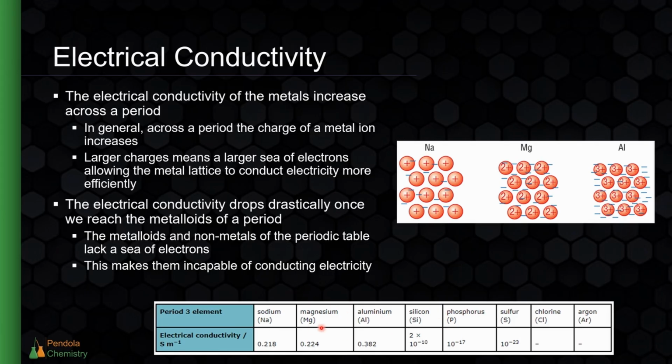So the metalloids are going to conduct some electricity, but very poorly, and the non-metals are going to be horrible conductors if they're even solids. So as we move across a period, the conductivity of electricity goes up across the metals, but then once we get to the metalloids, it decreases drastically, and then across the nonmetals as well. So mostly because the nonmetals and the metalloids don't have a sea of electrons.